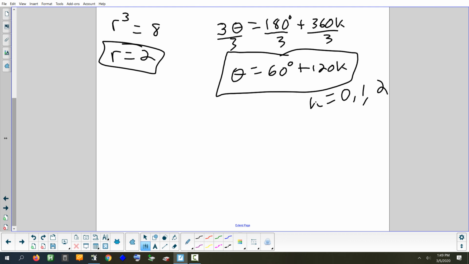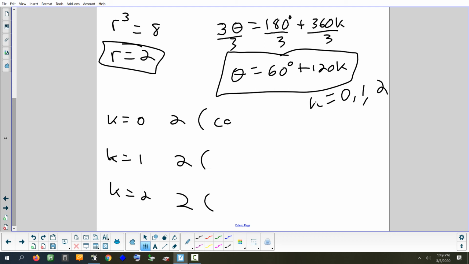All right, so let's write our answers. k equals 0, 1, 2. Radius on all of them? 2. Cosine, cosine, cosine. Plus.